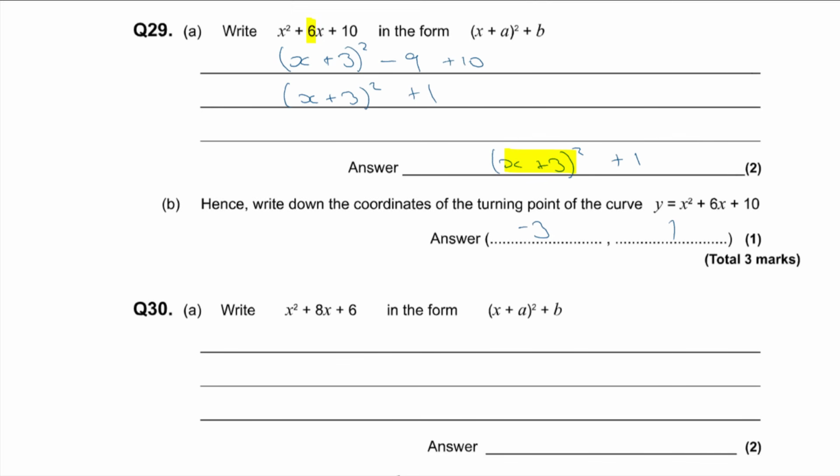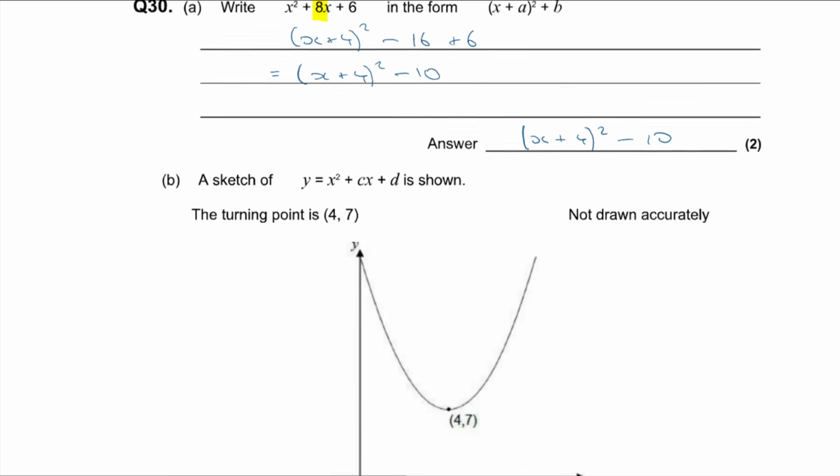Question 38, write down x squared plus 8x plus 6 in the form x plus a all squared plus b, so again in completed square form. So we're going to take this coefficient of x, we're going to halve it, I'm going to write down x plus 4 all squared, subtract the square of 4, which is 16, and plus 6 that was already there. Then tidying that up, x plus 4 all squared, minus 16 plus 6 is minus 10, so that's my complete square form. X plus 4 all squared minus 10.